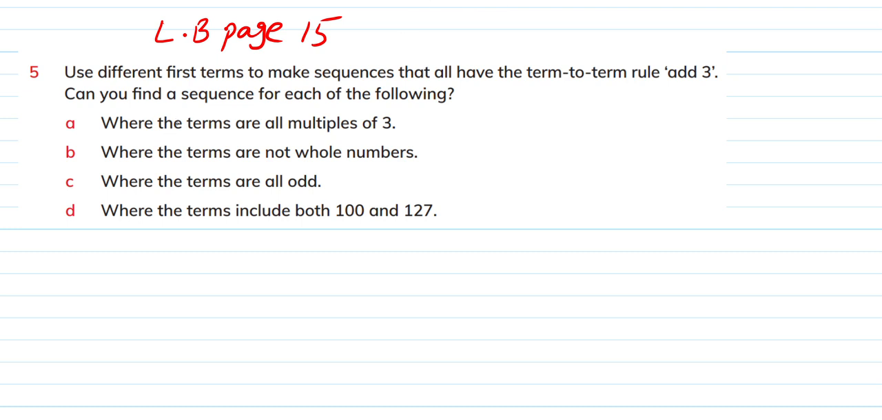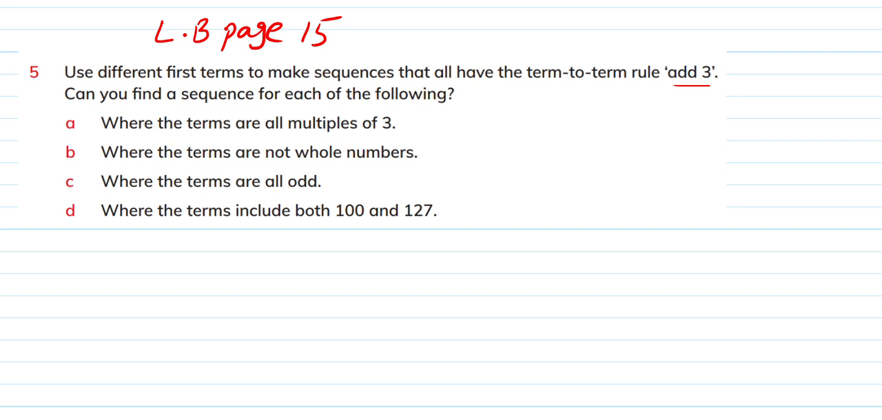First of all, this is learner book page number 15. On page number 14, we learned already how we can... The question is saying use different first terms to make sequences that all have the term to term rule add 3. It means you have to make different sequences and the rule for each sequence should be add 3. But you have to remember one thing, each sequence should have a different first term.